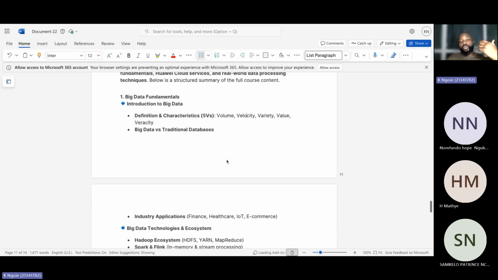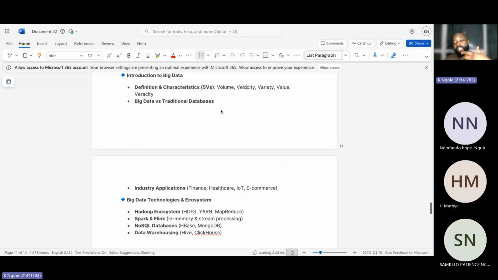Okay, so we also compared big data to traditional database. Traditional database means when you're dealing with data, you just save it somewhere in a certain small database. But in big data, we have so many software that we are using to deal with a large amount of data that can be saved into different clusters. That means it can be saved into different servers, different locations, that's the whole big data ecosystem. Okay, so which industries do we have application of big data? In finance, healthcare, Internet of Things, e-commerce, and other applications as well.